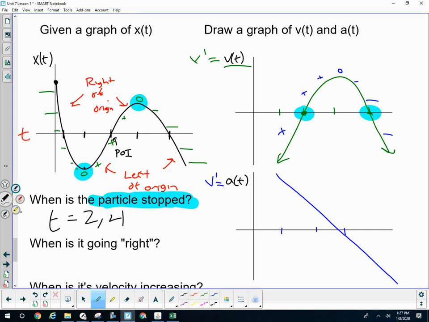When I'm going to the right, we can see if you're going to the right, start with a position that's left of the origin, end up with a position that's greater than the origin. You can look at there. Or when is my velocity positive? You can look there. My velocity is positive from 2 to 4.